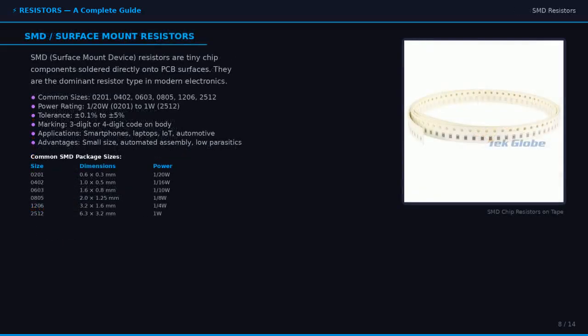SMD, or surface mount device resistors, are tiny chip components soldered directly onto PCB surfaces. They are the dominant type in modern electronics, found in smartphones, laptops, and IoT devices. Common sizes range from 0201, which is just 0.6 by 0.3 millimeters, up to 2512 at 6.3 by 3.2 millimeters. Their small size enables automated assembly and compact circuit designs.